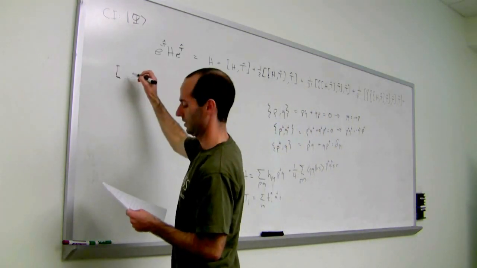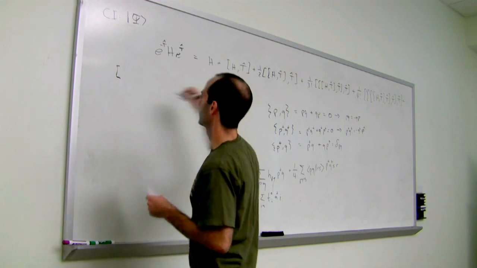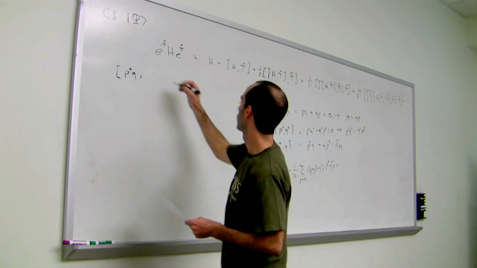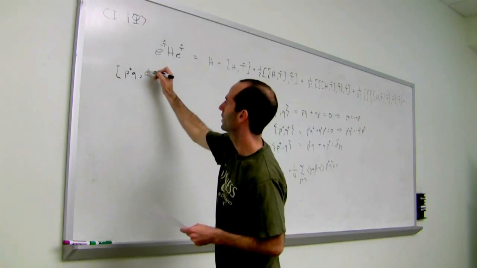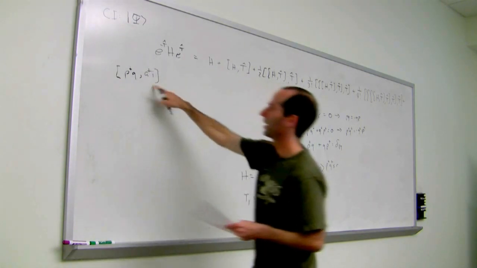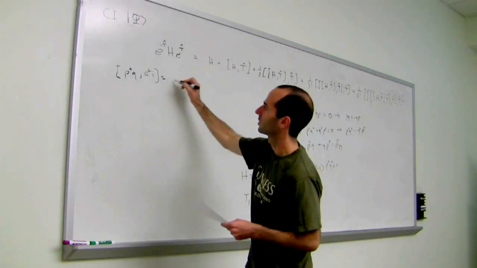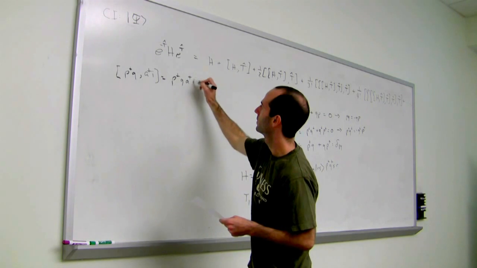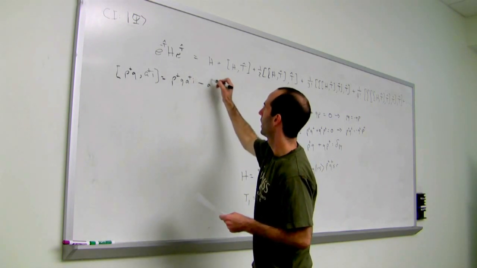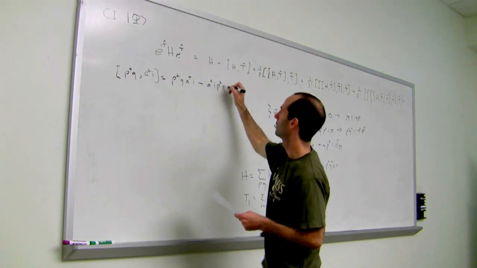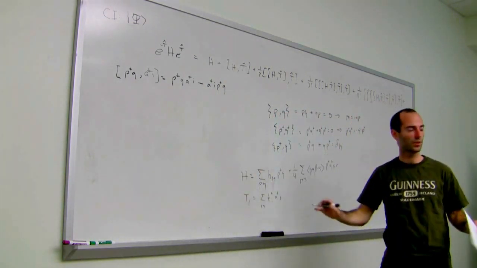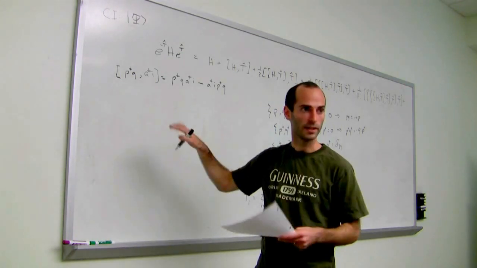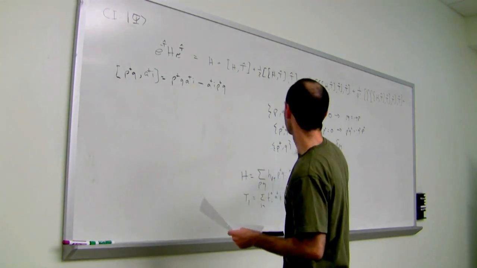Commutator. We have H commutator with T, so we'll put the one electron part, p†q, over here, and we'll put the one electron excitation operator, a†i, here. This is just p†q a†i minus a†i p†q. And now this is where the real fun begins. We're going to split everything up based on these rules.